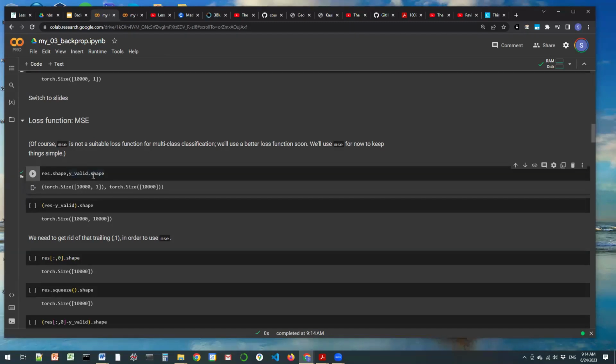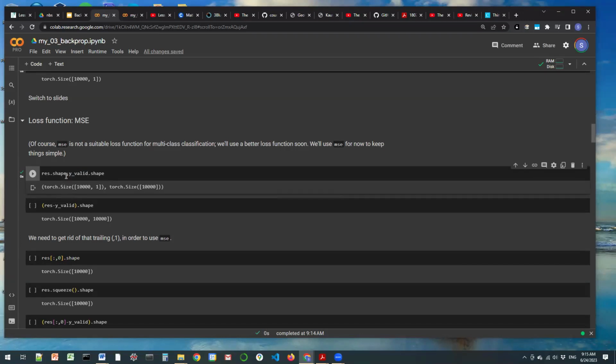Now, here is where the reality of working through math and shapes comes into play. Let's say the result, as I mentioned before, of pushing X valid through the network is a 10,000 by 1 output. The Y valid is a single integer for each of the 10,000 values. So that has a shape of 10,000.